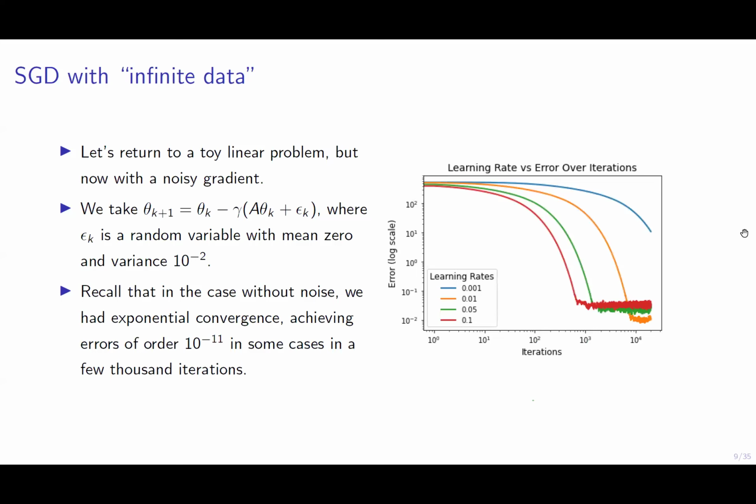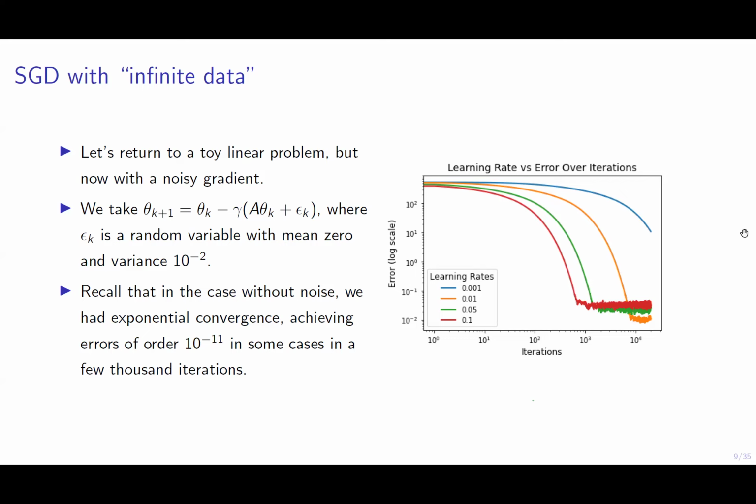I'm going to use this really simple toy problem. All I want to do is minimize a loss, which is half theta dot A theta. But now I'm just going to introduce some fake noise into my optimization. So I take exactly the same A as I had before. And now this is a toy model for my stochastic gradient. So it's the exact gradient plus some mean zero noise, which I take to be random uniform with mean zero and variance like 10 to the minus 2.